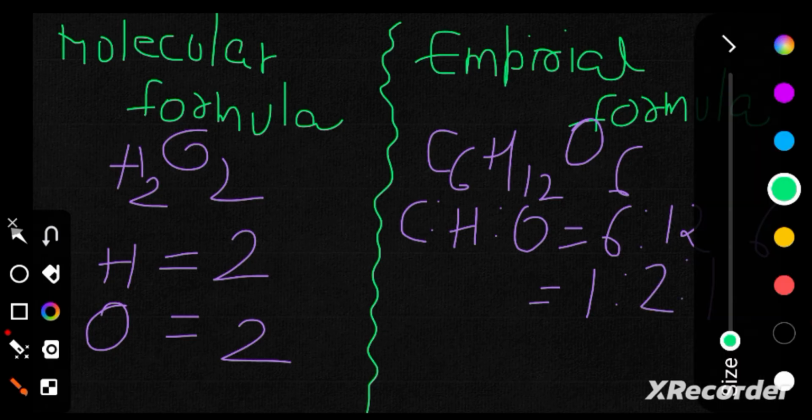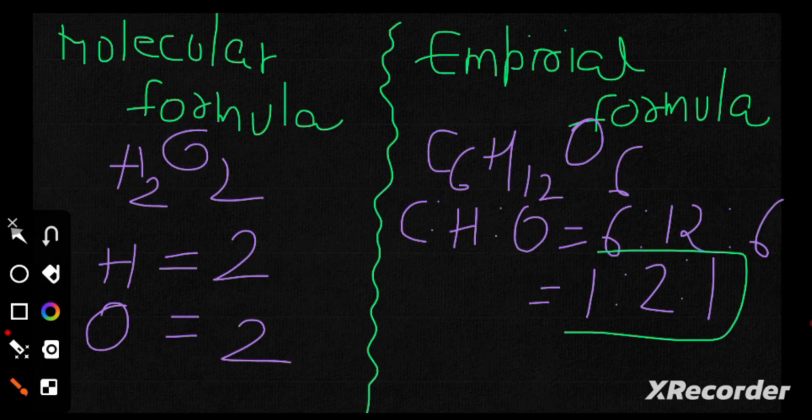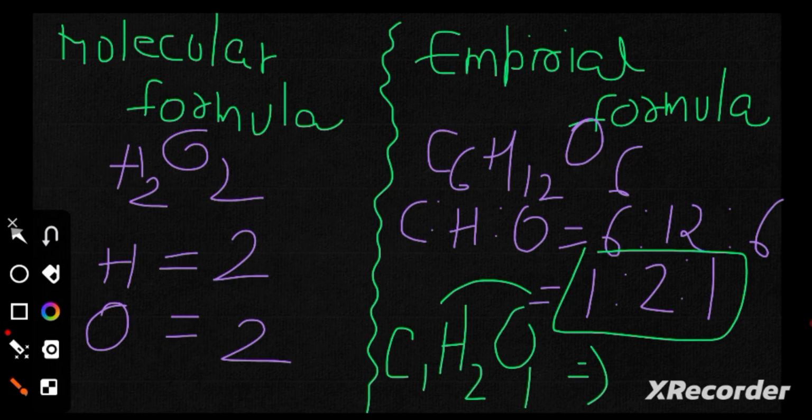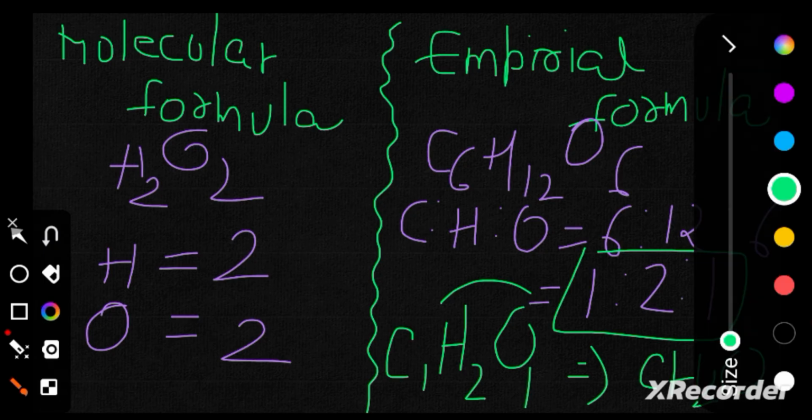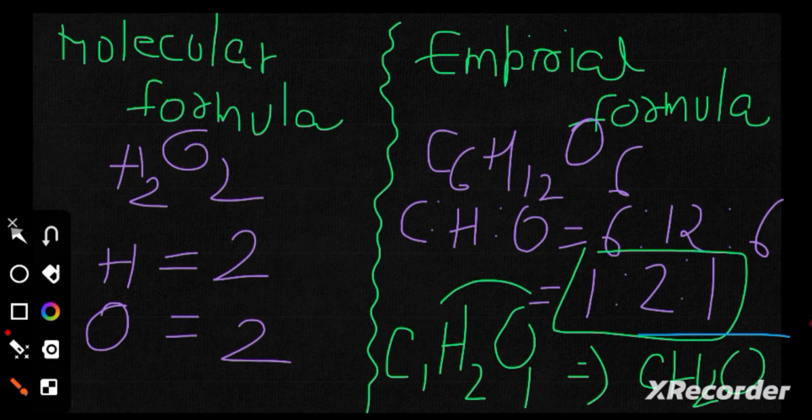So this one is the simplest ratio, and that's why the empirical formula will be C1H2O, which is going to be CH2O. And this one is the empirical formula. So this is exactly the difference between a molecular formula and an empirical formula.